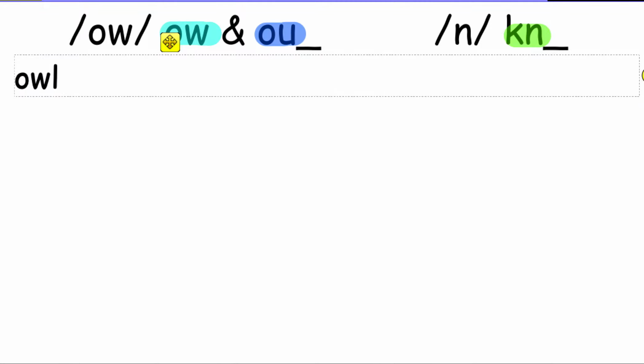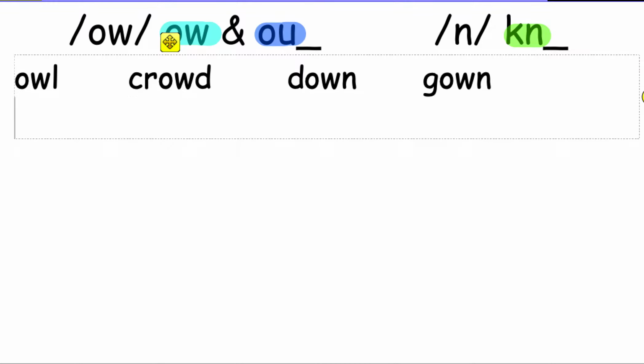Ow, owl, crowd, down, a ball word, you should know it. Gown, which is a fancy dress. So the thing that's the same about all the words in the first line is they are all ow spelled O-W.